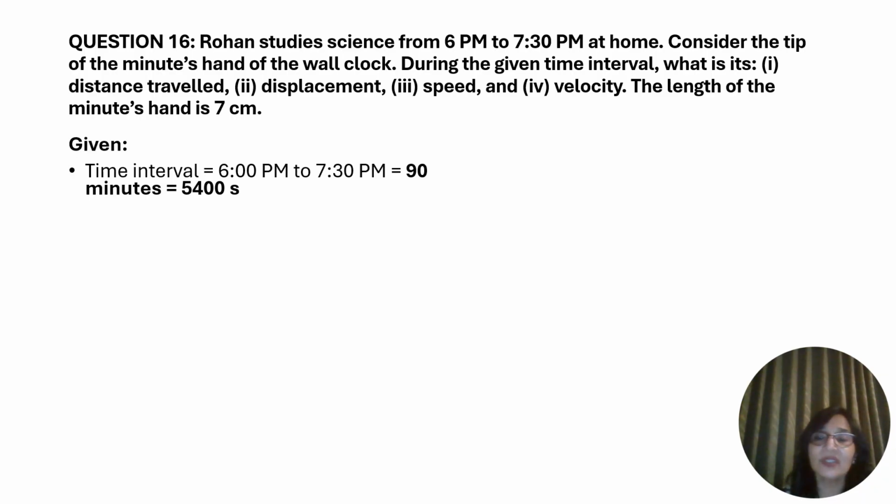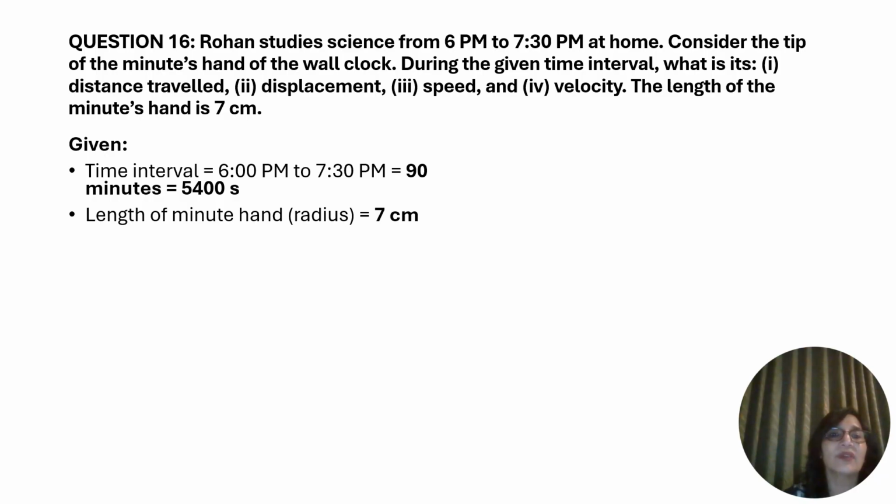Now, what is given? The time interval is 6 p.m. to 7:30 p.m. Now, children, you need to convert it into seconds, but before that, you need to convert it into minutes. That is 6 to 7:30 p.m., which is 90 minutes, which is 5,400 seconds. Now, what is the length of the minute hand? When I say minute hand, that is the radius here, which is 7 centimeters. That is also given in the question.